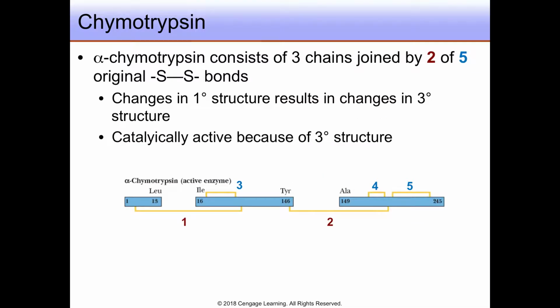If you examine the figure of alpha-chymotrypsin below, you can see that there are now 3 separate polypeptide chains, even though the original form was one chain. These fragments are connected by 2 of the original 5 disulfide bonds. This is an excellent example of how changes in the primary structure may result in changes to the tertiary structure. The catalytically active form is due to this very change in tertiary structure.